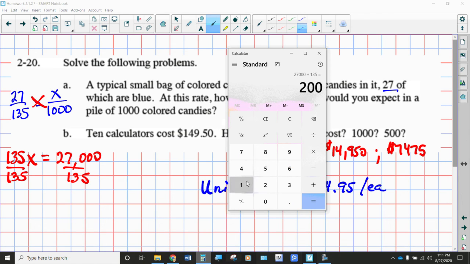Let me prove it. $14.95, the unit rate, times 500 calculators, $7,475.